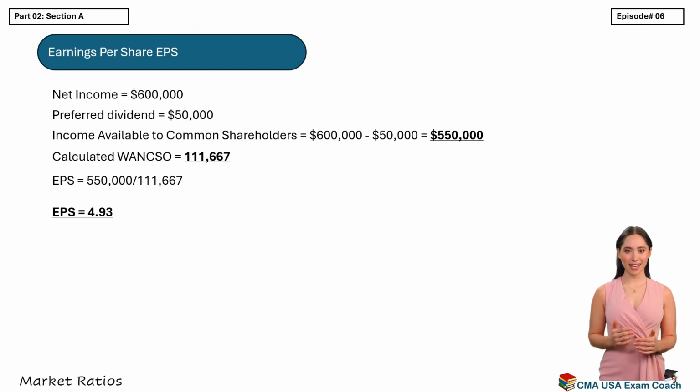So now let's apply the EPS formula. EPS equals net income minus preferred dividend divided by weighted average number of common shares outstanding. Substitute the values. EPS equals 550,000 divided by 111,667 equals $4.93. This means the earnings per share is $4.93, which represents the amount of profit attributed to each outstanding common share. This is a key indicator for shareholders, as it tells them how much of the company's profit is allocated to each share they hold.